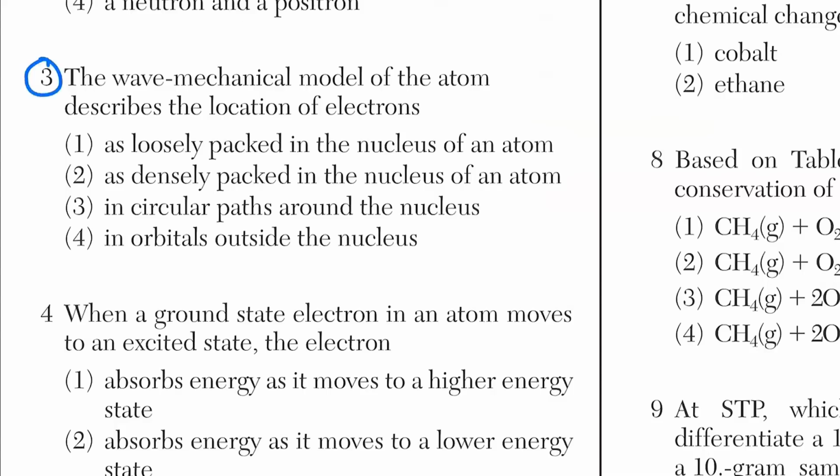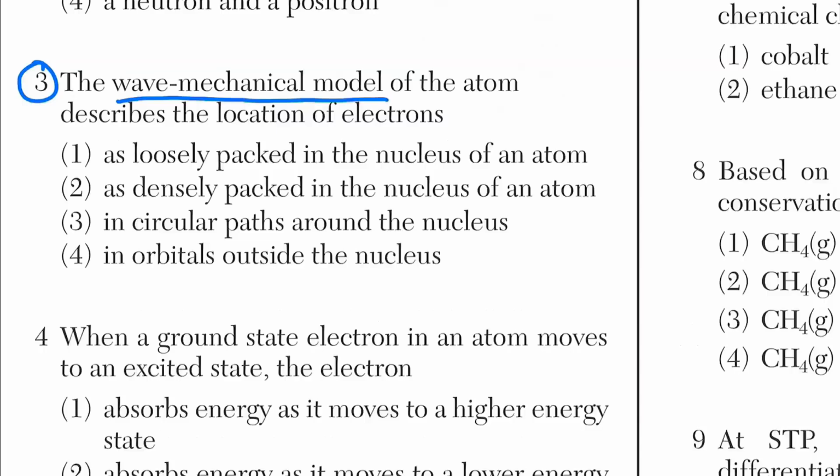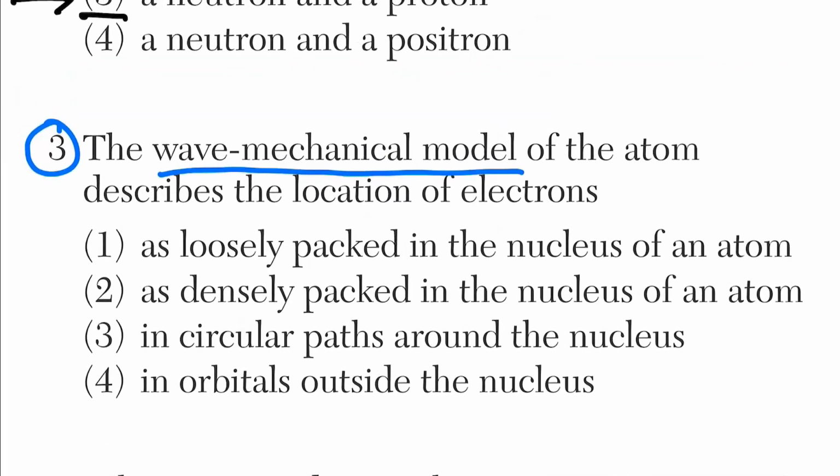Number 3 states the wave mechanical model of the atom describes the location of electrons. The wave mechanical model is the current model of the atom. It's what we're currently using. So it's really important that you understand how the model of the atom developed over time. There was evidence that John Dalton, from his own experiment or other experiments, knew there were tiny little particles responsible for pressure. If these little particles hit your hand, they make pressure, or they hit your hair, they make the hair go back. So they thought the particles were solid spheres initially.